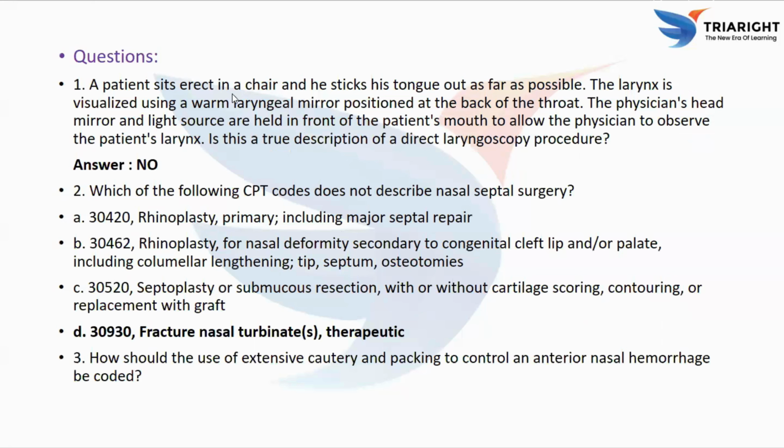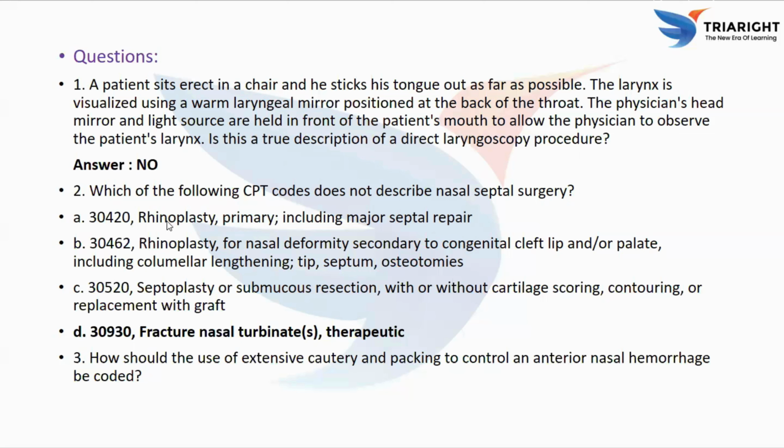And here's the question, which is a direct laryngoscopy. The scenario described is a patient sitting upright, tongue is pulled out, a warm laryngeal mirror is placed at the back of the throat. The doctor uses a head mirror light to see the larynx. So the answer is no. Why? This is describing an indirect laryngoscopy, but not a direct laryngoscopy, because a laryngeal mirror is used. So this is used in the indirect laryngoscopy.